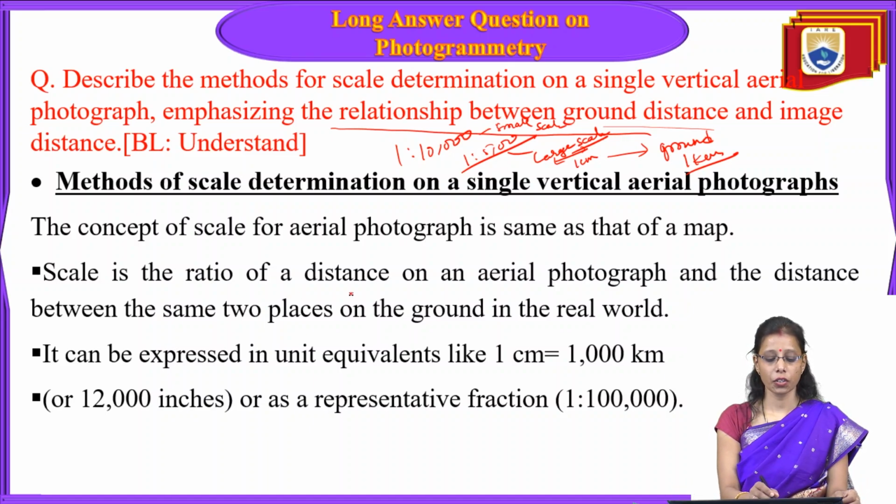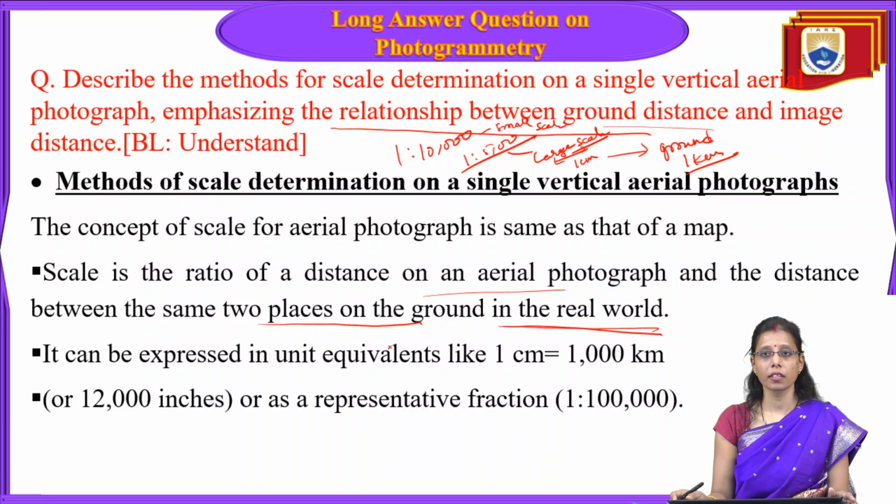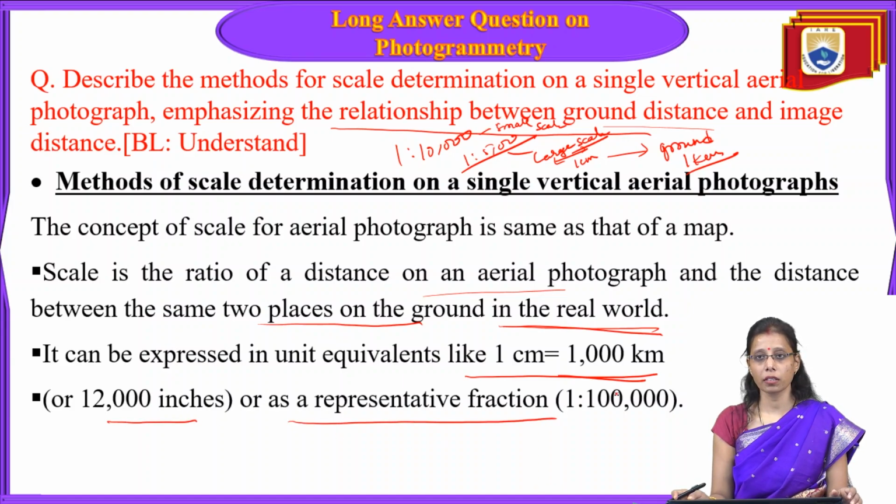So scale is the ratio of the distance on the aerial photograph and the distance between the same two places on the ground in the real world. It can be expressed in unit equivalents, like 1 centimeter is equal to 1000 kilometers, or 12,000 inches, or as a representative fraction, 1 is to 1 lakh.